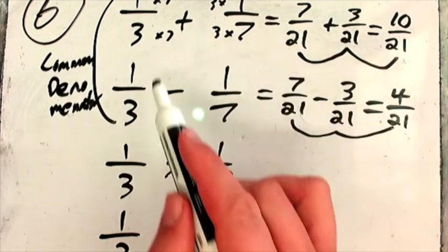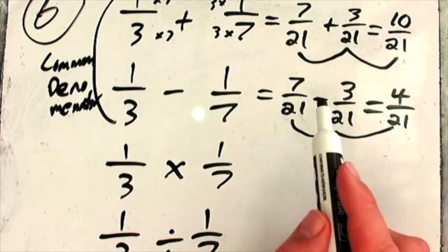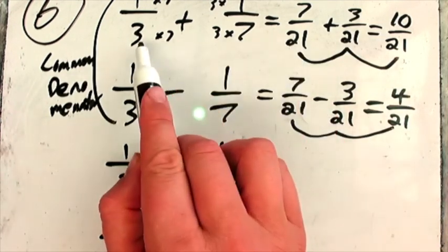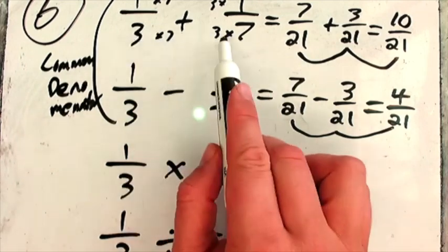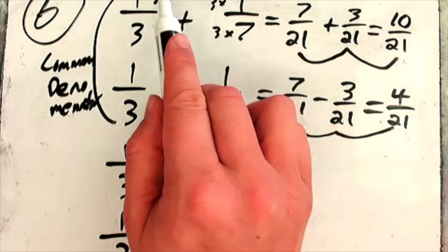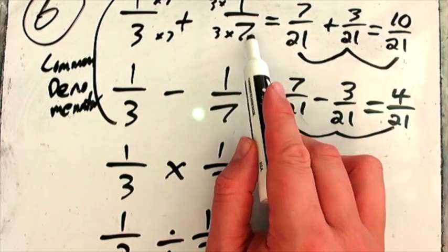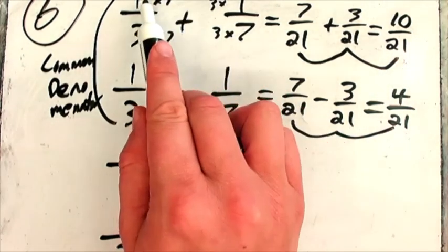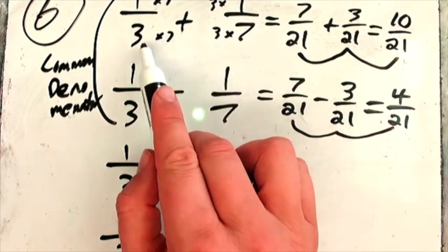Addition and subtraction of fractions is the hardest. You have to convert it. How did I get 21? Well, 3 times 7, so these two bottom numbers combined. Then how did I get the top number? It's the opposite fraction's bottom number. So in this case, it's 7. In this case, it's 3.